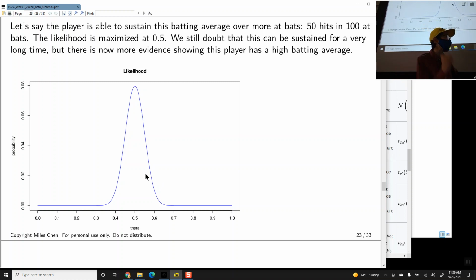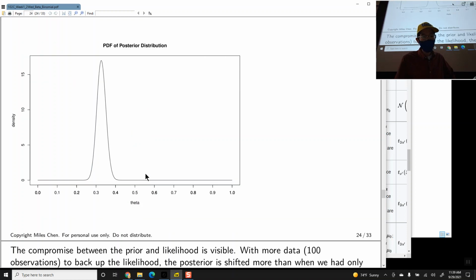Okay? And so now we have more data, a little bit more of a compelling case, and now we're starting to ask, can this player sustain this for the rest of the season, right? 50 hits in 100 at-bats, can this be done, okay? You know, we still kind of doubt that this can be sustained for a very long time, but now we're a lot more excited. We've got a lot more evidence now, not just 10 at-bats and 5 hits, now we have 100 at-bats and 50 hits, okay? So what does the resulting posterior distribution look like, okay?